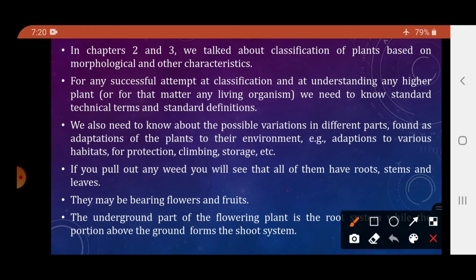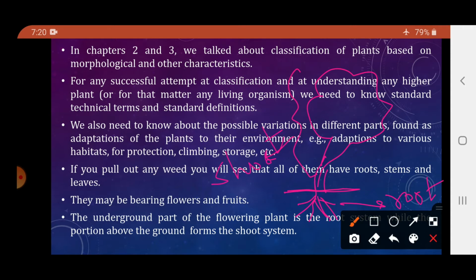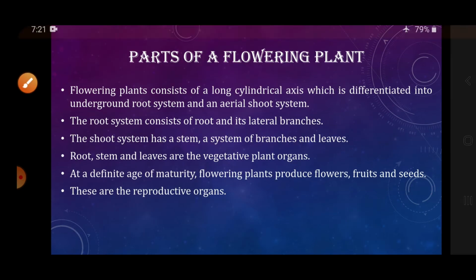Say for example, if we consider this as the ground, the portion of the plant under the ground is called the root system, and this portion is called the shoot system. So basically the part of the plant below the ground is the root system, and above the ground it is called the shoot system.